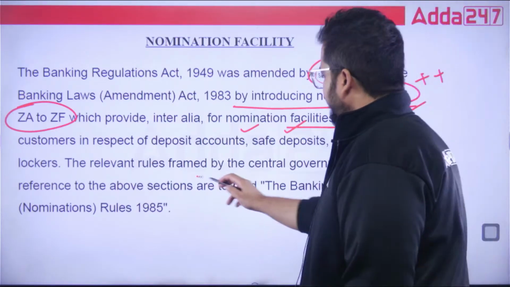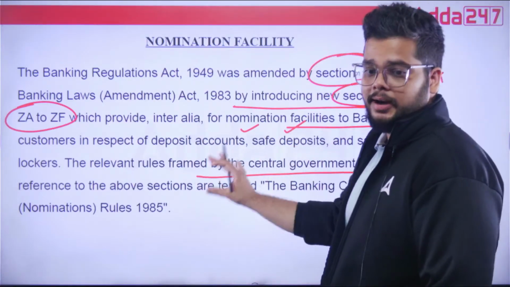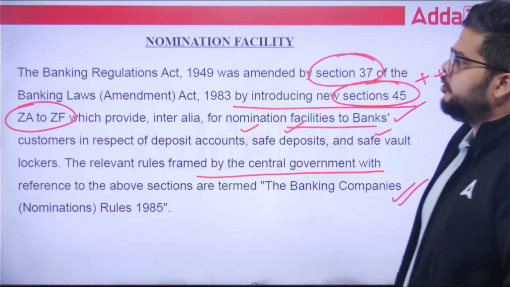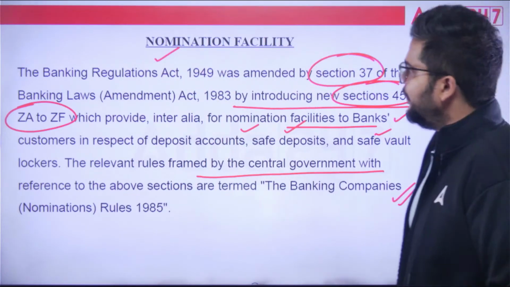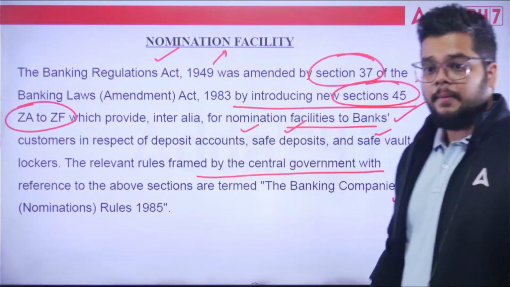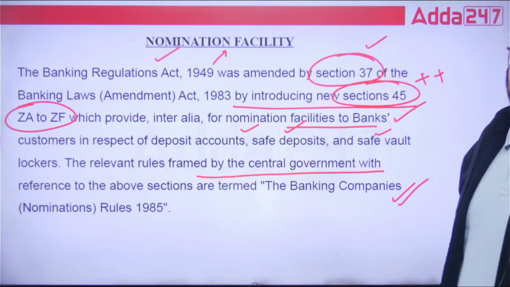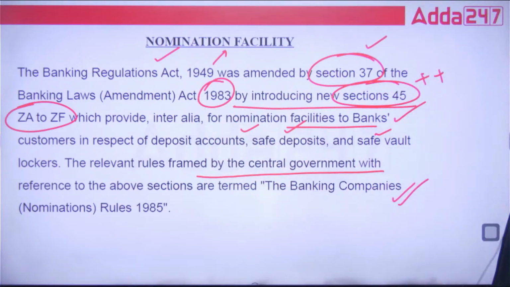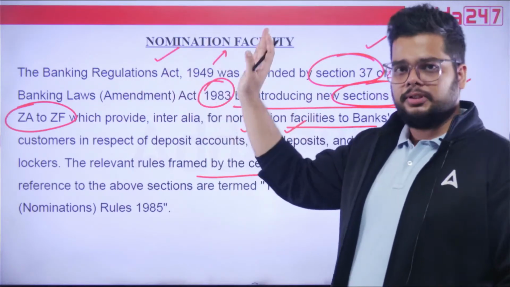The relevant rules framed by the central government with reference to the above sections are termed as Banking Companies Nomination Rules 1985, which will determine the nomination facility in the banks. So there are three terms which you must remember. One, Banking Regulation Act 1949, it will ultimately lead you to the nomination facility, but how was it amended? It was amended by section 37 of your Banking Laws Amendment Act of 1983. That is the second important thing. The third important point is the introduction of the sections 45ZA to ZF.